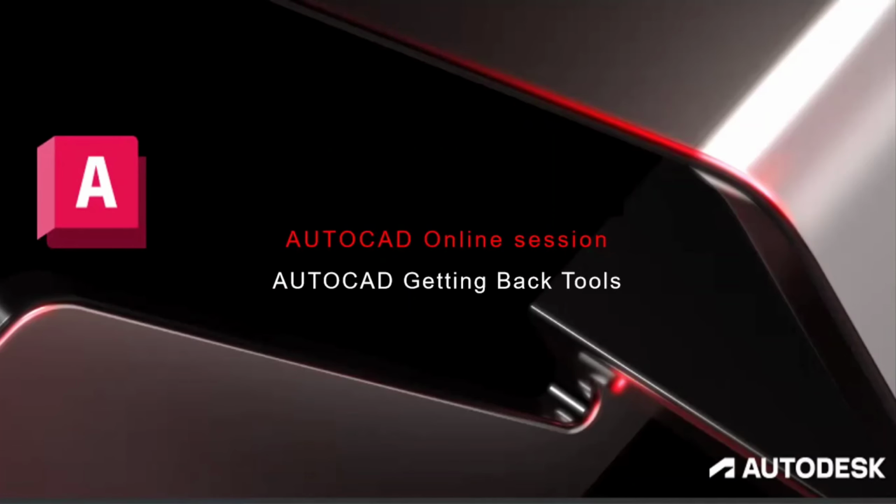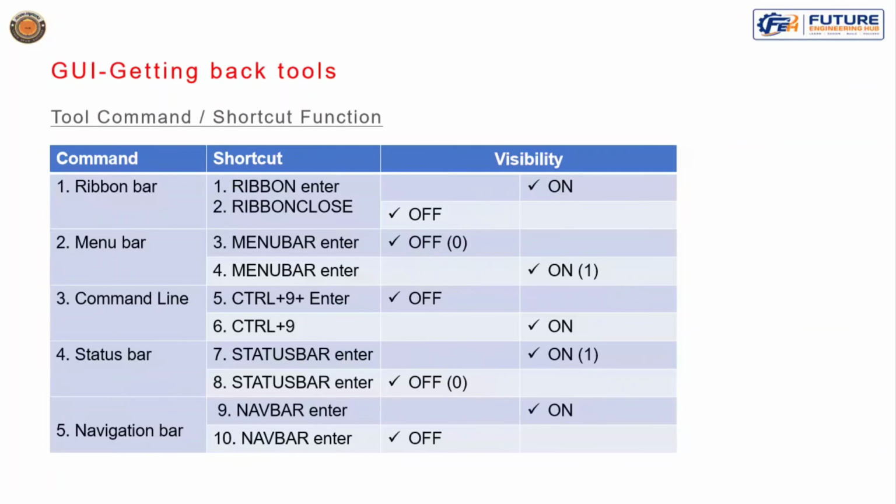Next session, getting back tools. For the first command, ribbon. How to close the ribbon? Second option: ribbon close, enter. How to show the ribbon? First option: ribbon, enter. Menu bar.